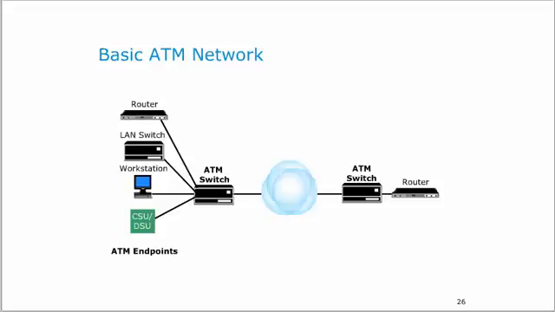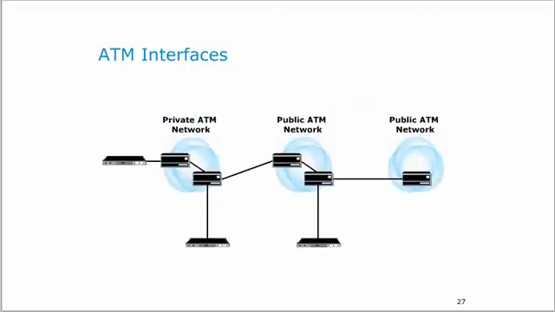The cell size is small enough that latency is reduced when multiple streams of traffic reach the switch at the same time. ATM switches support two primary interfaces. The user-to-network interface, or UNI, connects ATM endpoints to an ATM switch. The network-to-network interface, or NNI, connects two ATM switches.